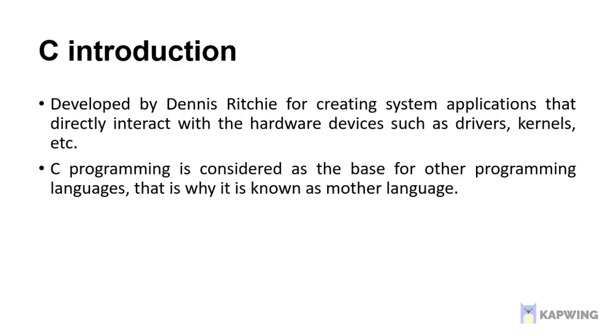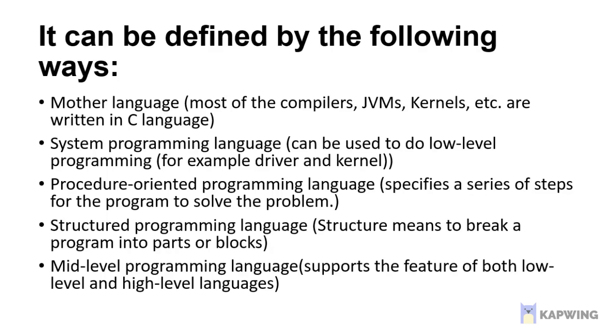We consider the C language as a base programming language for all the other languages, and that's why we call it the mother of languages. C is the mother of languages. So we define the C language in different ways. The first one is the mother language. In modern programming, most of the compilers, JVMs, and kernels were written in the C language.